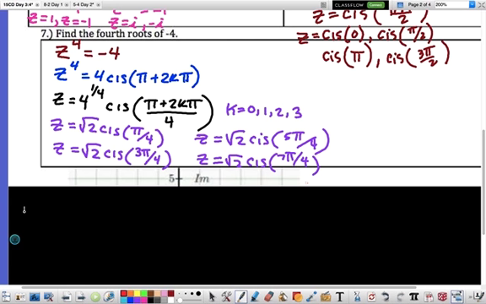Why did you use 4 instead of -4? So if I use -4, then that would be what? -4 CIS 0 plus 2k pi. Right? Cosine of 0 is 1. -4 times 1 is -4.